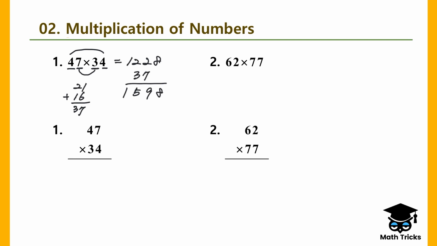Okay, for two-digit numbers, we can write the numbers vertically and perform the multiplication this way. 4 times 7, that's 28. 8 here, write 2 here. 4 times 4, 16. 7 times 3, that's 21. If we add this 2, that's 37. So 37 plus 2, that's 39. So 9 here, 3 here.